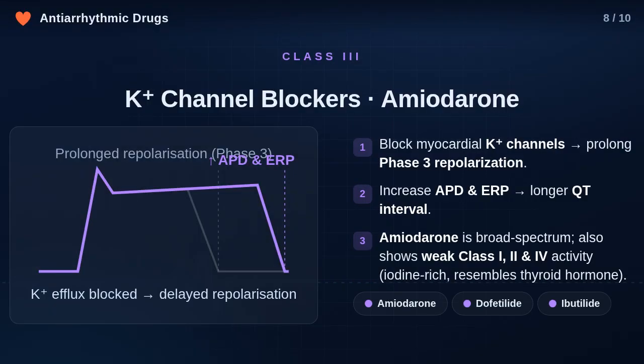Class 4. Calcium channel blockers. Verapamil and diltiazem. They block the slow calcium channels in the sinoatrial and atrioventricular nodes, slowing conduction and prolonging the refractory period. They are especially useful for supraventricular tachycardias.